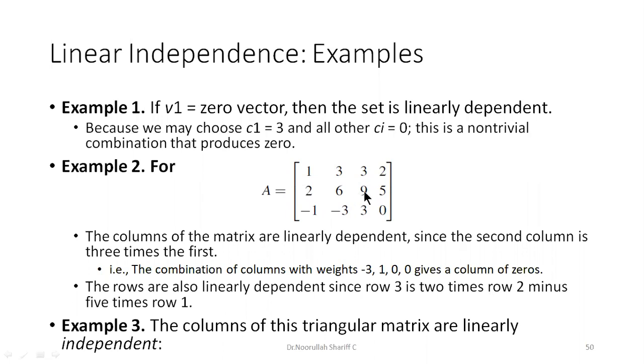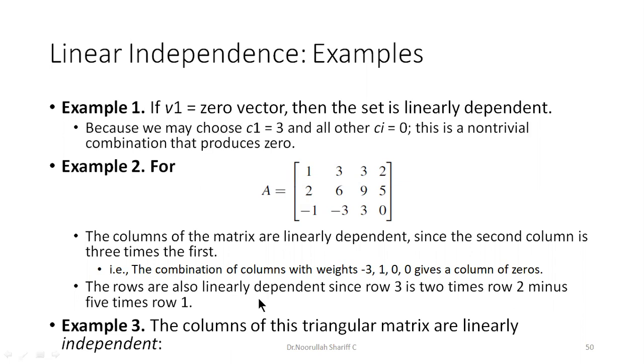2 into 9 minus 5 into 3 will give us the value 3. Okay, 2 into 5 minus 5 into 2 will give us the value 0. If you multiply 2 with this and 5 with this and subtract one from the other, you are going to get this value. Okay, 2 times row 2 minus 5 times row 1 is going to give us a value which is 0. Hence we say that it is a linearly dependent set of equations.